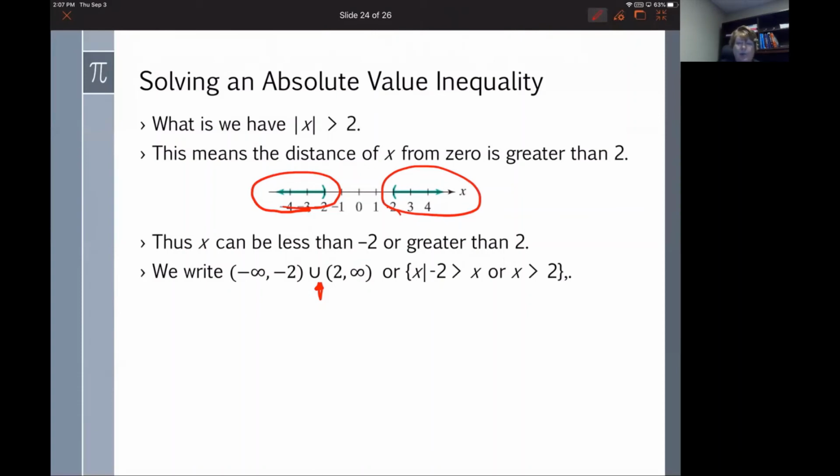In set builder notation, that is the set of all x such that x is less than -2, to the left of -2, or it's greater than +2, to the right. So this says x is less than -2. Remember, the arrow points to the less. x is less than -2, or to the left of -2, or x is greater than 2, to the right of 2.